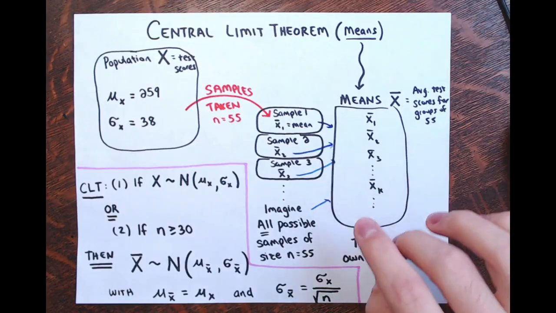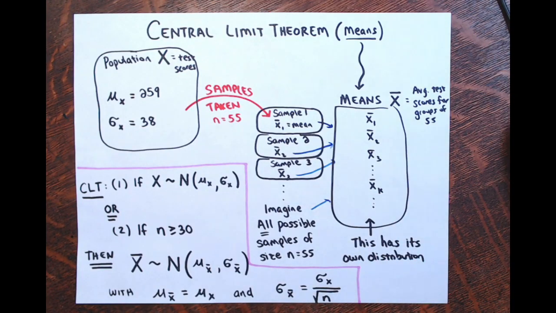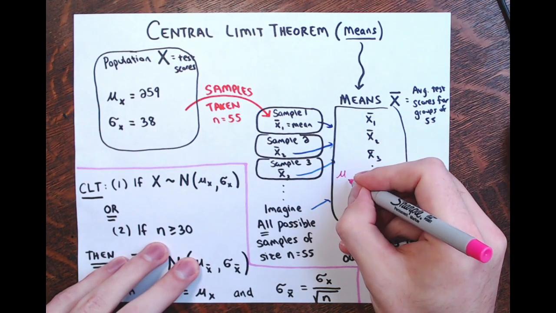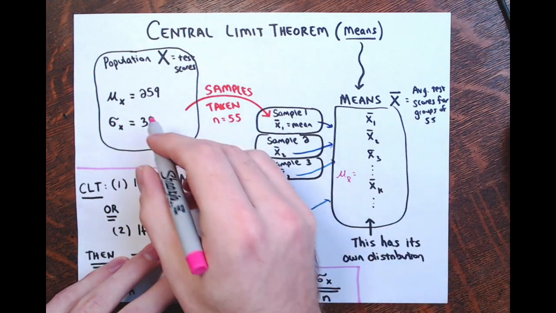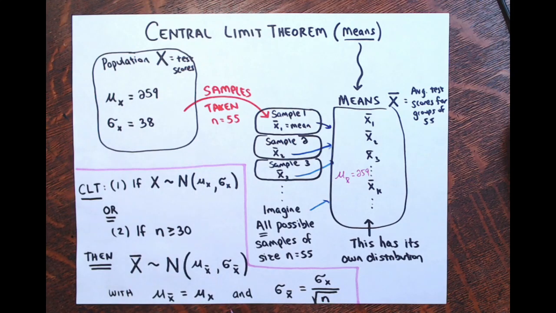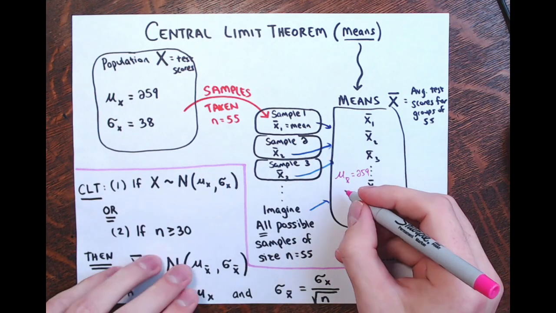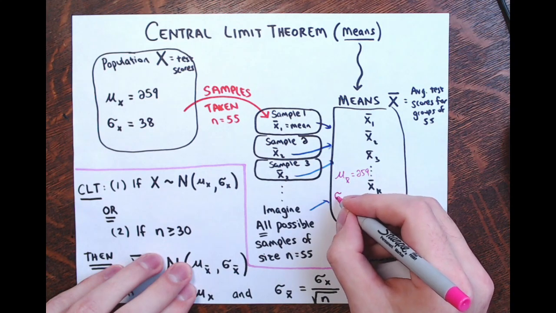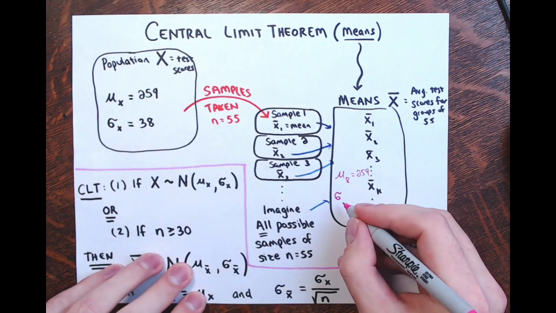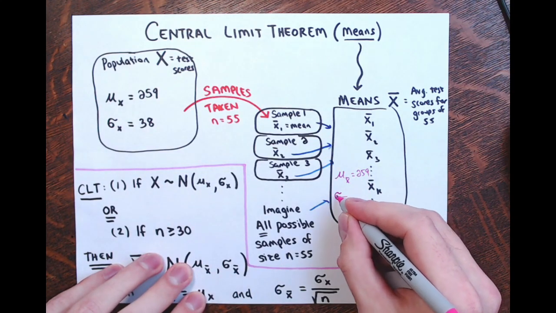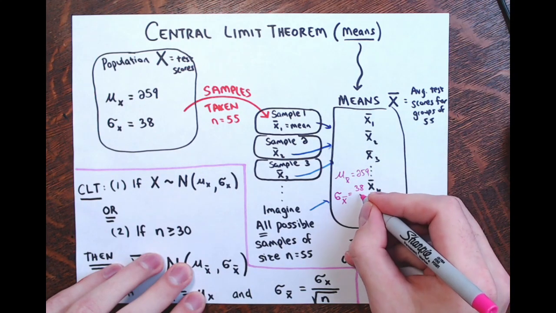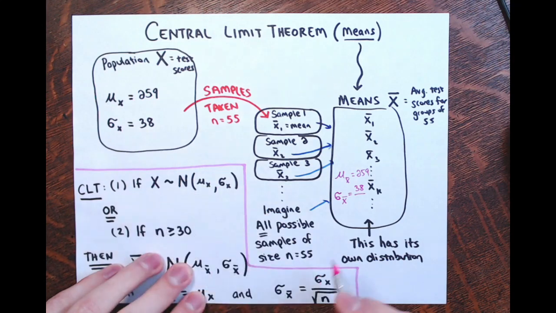So what is the mean for this group of means? Like I said, this should also be 259. It'll be equivalent to the mean from the original population. The thing that's going to change is the standard deviation. It'll get smaller, it'll get tighter. All these values will be more tightly packed than the original values themselves. The standard deviation for this distribution of the means will be 38, the original population's standard deviation, divided by the square root of 55.